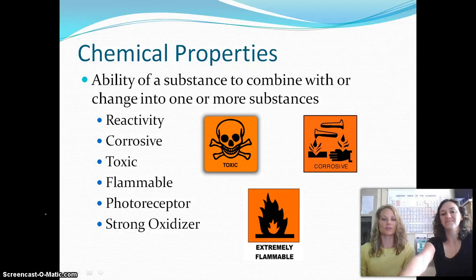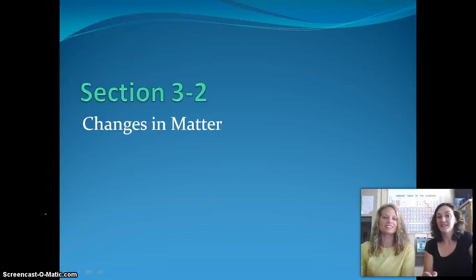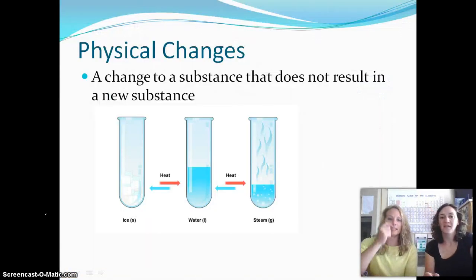Excellent. Pretty self-explanatory. Ready? Section 2. Changes in matter. Ready? Go.